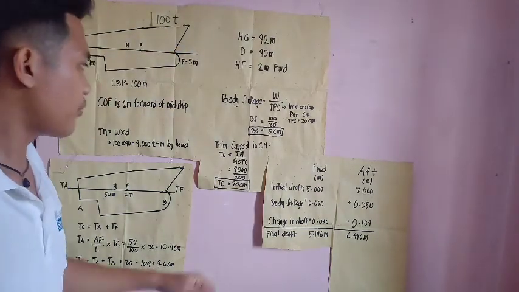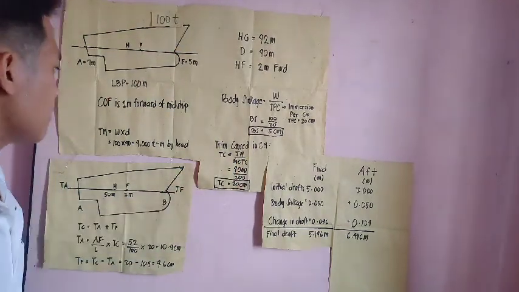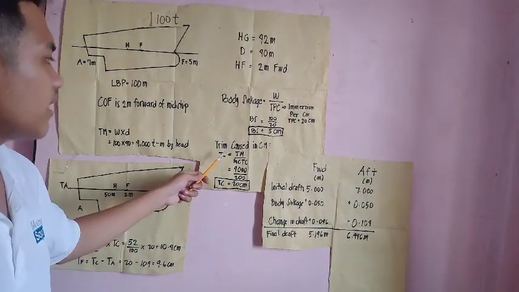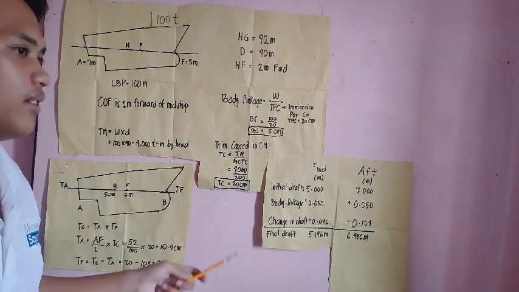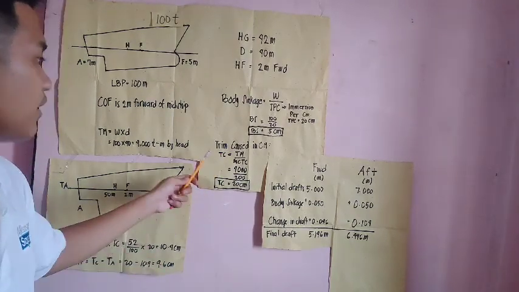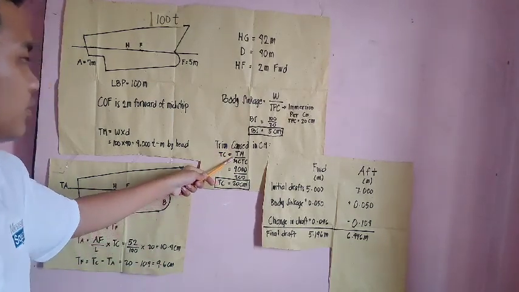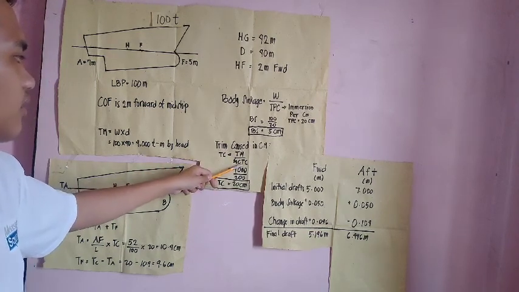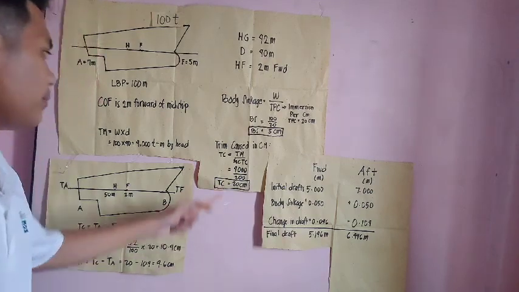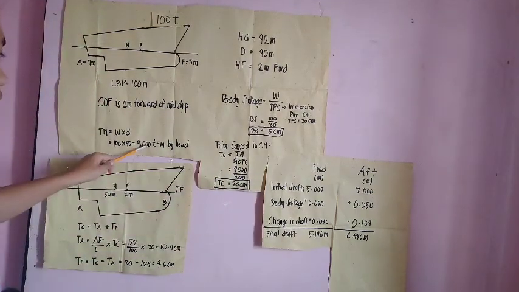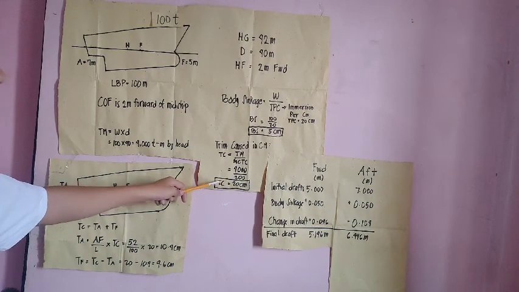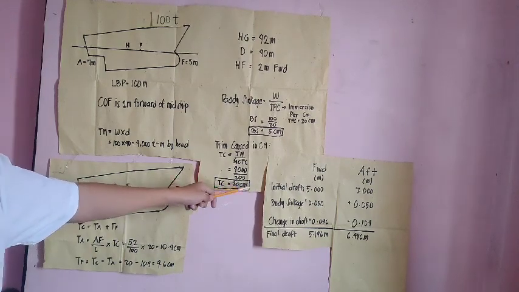Next is the trim cost in centimeters. Because of the trimming moment, we're going to get the TC, and the formula is TC equals trimming moment divided by MCTC. Our trimming moment is 4,000, and our MCTC is 200. So our TC is equal to 20 centimeters.